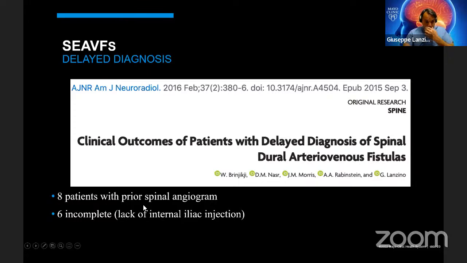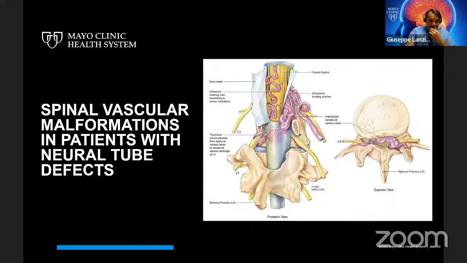And you know that in many of these patients, unfortunately, the correct diagnosis is delayed for a variety of reasons. And of course, the prognosis is often affected by the length of time between symptom onset and eventual treatment of the fistula.